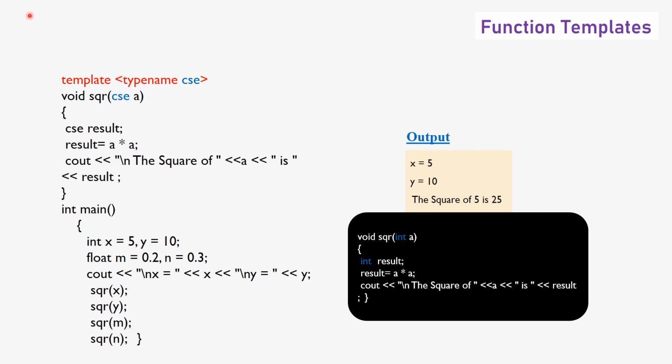Instantiation. A template is instantiated when we use it. This means that a function template is instantiated when we call it. For example, here the template is instantiated, here the template is instantiated, and similarly for these two.